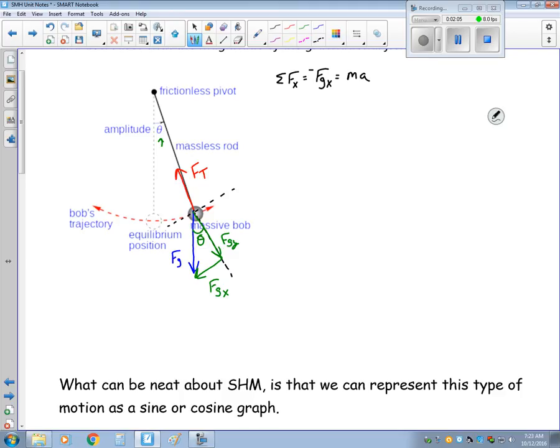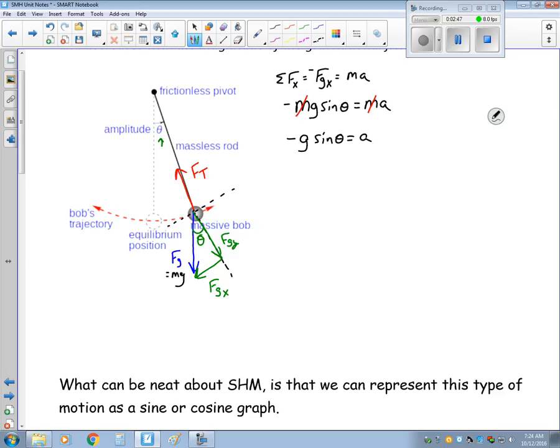So then, looking at this, FG is obviously mg, and we see that we have to use the sine function to get that FGX. So we're left with negative mg sine of theta equals ma. And we can see then also that the mass of this bob will cancel. All right. So we need to figure out what that angle theta is.